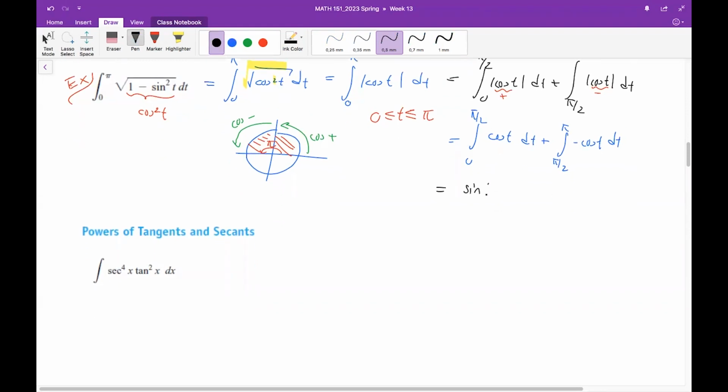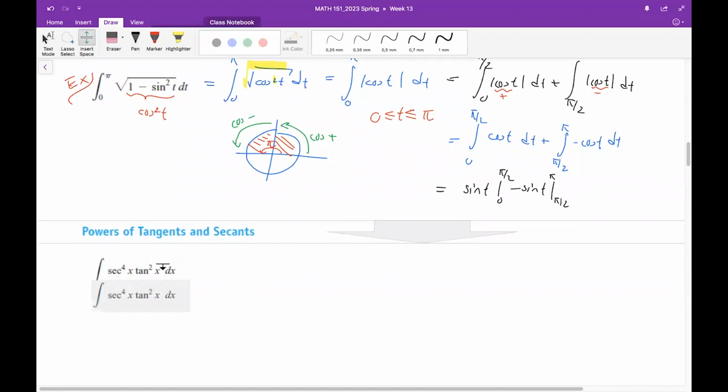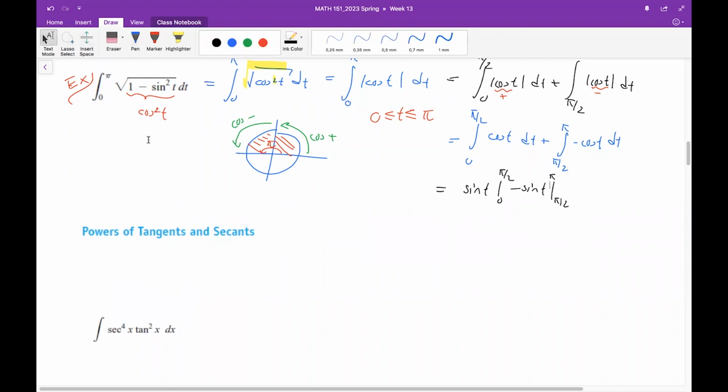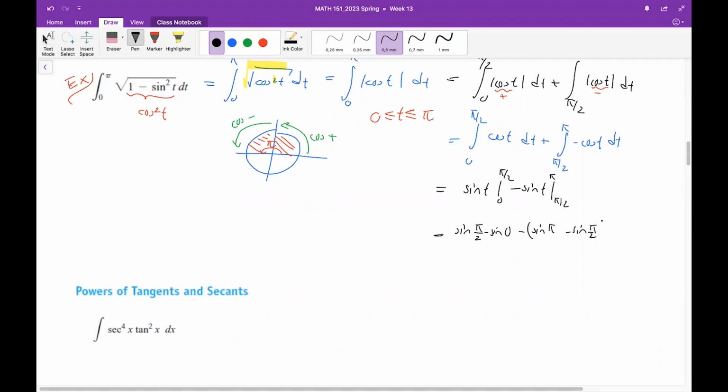And then the next line will be evaluating the integrals. Integral of cosine t is sine t from 0 to pi over 2, minus, again, the integrals are the same, pi over 2 to pi. So this is a definite integral, so evaluate at the upper and lower bounds. Now, sine pi over 2 minus sine 0, minus, sine pi minus sine pi over 2. Okay, sine pi over 2 is 1, this is 0, this is 0, this is 1. So the result: minus minus is a plus, so it is 2, right?